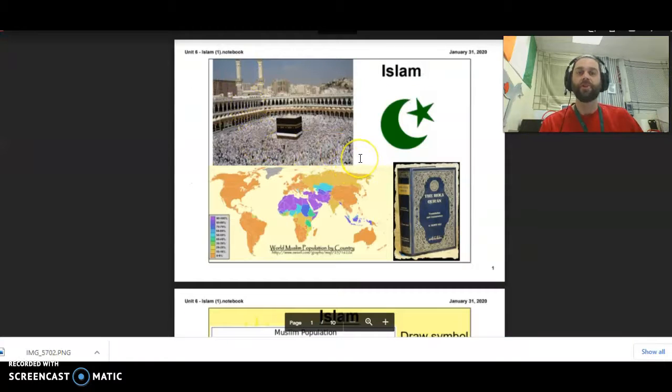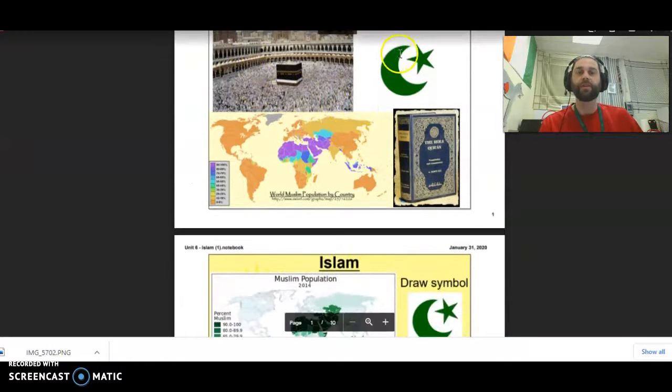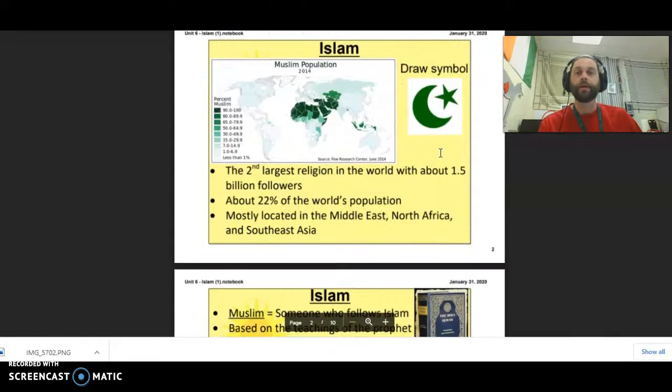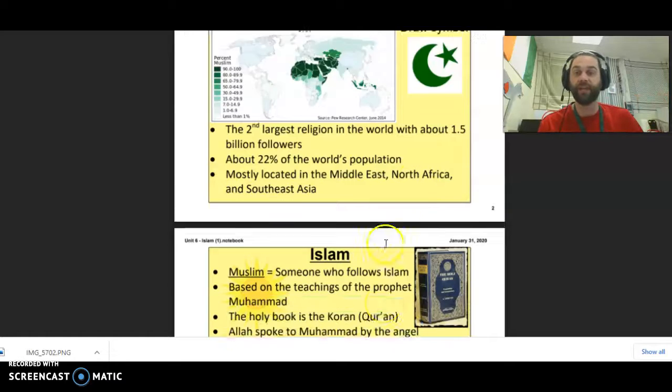Some important things to know about Islam. This is one of their major symbols, the star and the crescent, and this is their holy book, the Quran. Islam is the second largest religion in the world. It's about 22% of the world's population, mostly found in the Middle East, North Africa, Southeast Asia, and now in the United States, which is a good thing. More religions, more views of the world is a good thing.